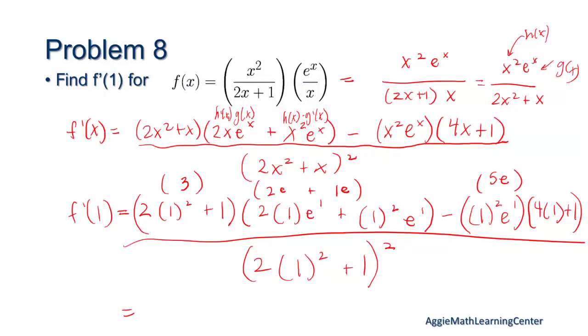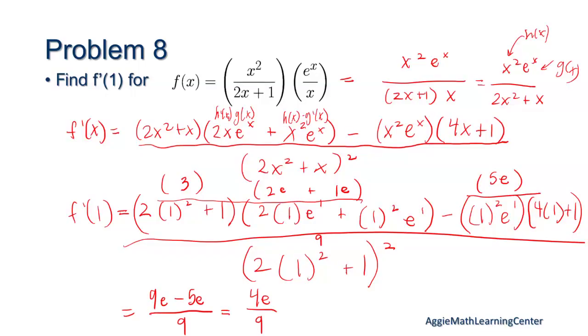Okay, have I lost anyone? No, okay. In the bottom, I have 2 times 1 squared is 2, plus 1 is 3. 3 squared is 9. So this quantity is 9. All right, so now I have 3 times 2e plus 1e, which is 3 times 3e, which gives me 9e. And then minus 5e, because that was my quantity here, minus my quantity here, and then all divided by my quantity here, which is 9. And then I can combine like terms. Gives me 4e over 9. Okay, did I lose anyone?